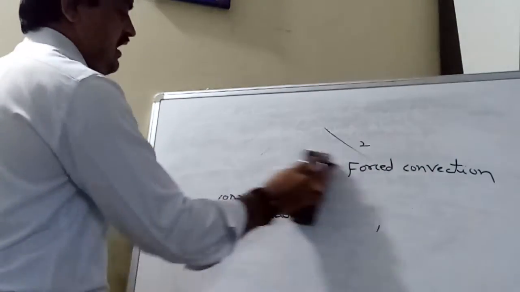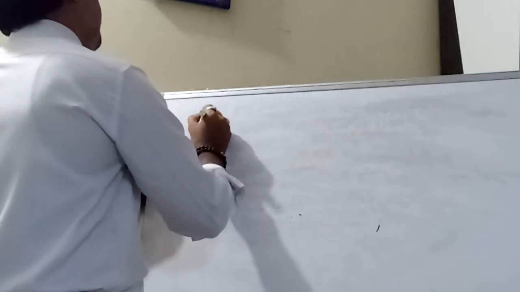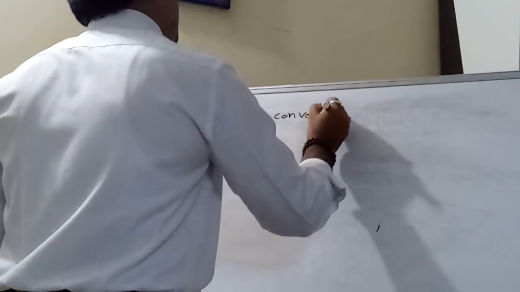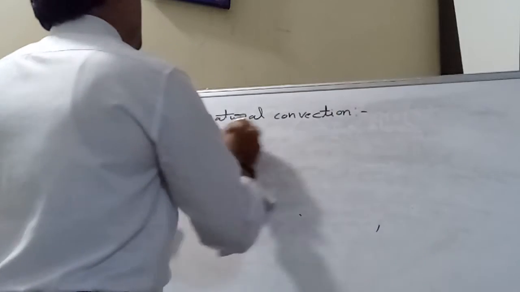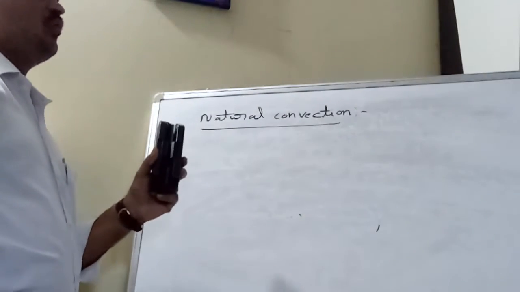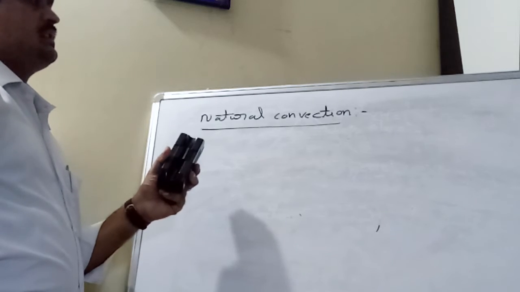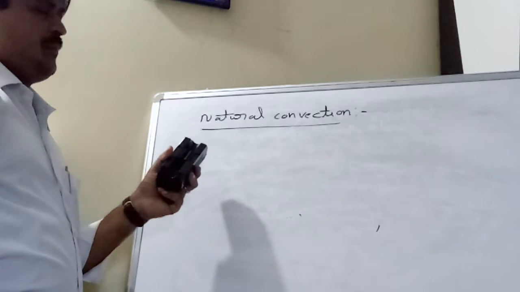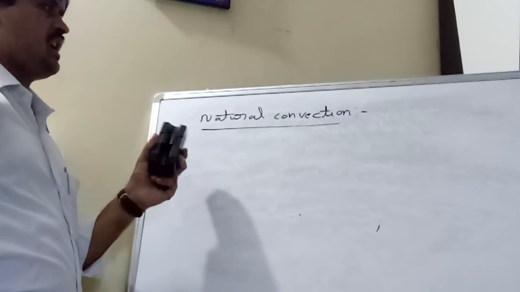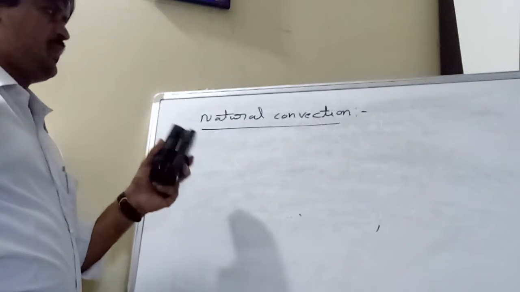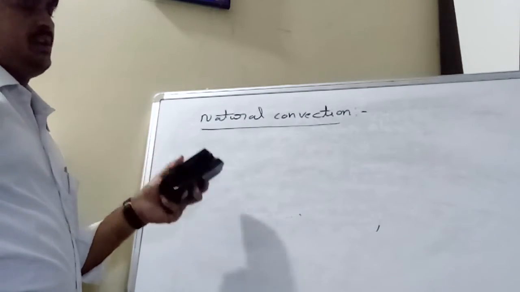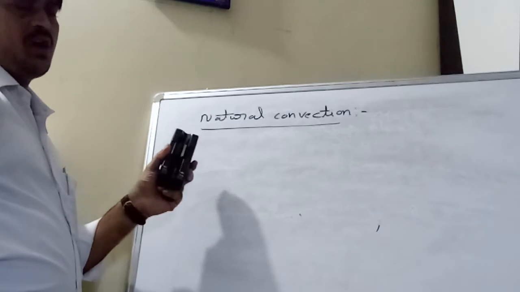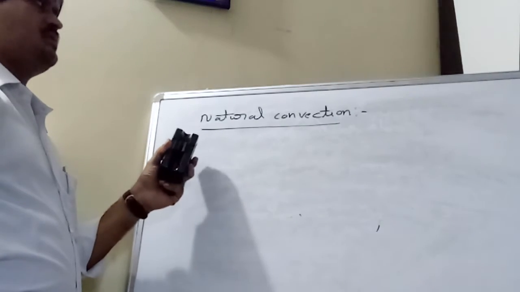First of all, natural convection. What is natural convection? Here fluid particles move from one place to another place due to temperature or density difference, that is called natural convection. With rising temperature, gravity is important in natural convection. Examples: trade winds and monsoons, sea breezes, and land breezes are also natural convection.